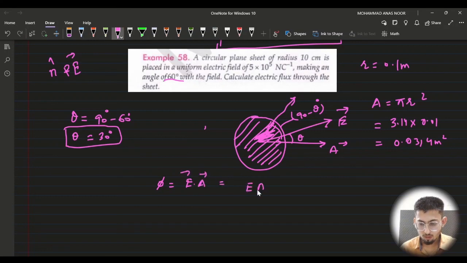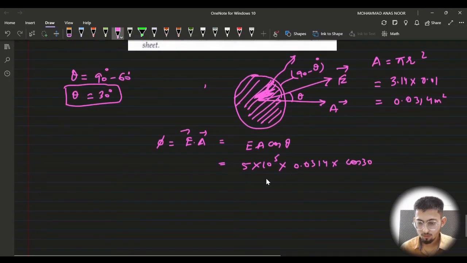So flux phi would be E dot A, E into A into cos theta. E is 5 into 10 to the power 5, into 0.0314, into cos 30, which is root 3 by 2. Solve this and we get about 1.3 into 10 to the power 4 newton meter square per coulomb.